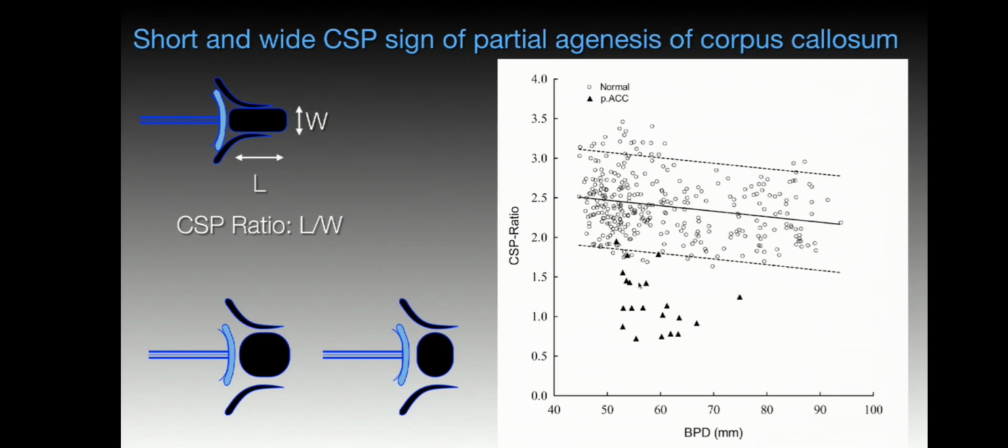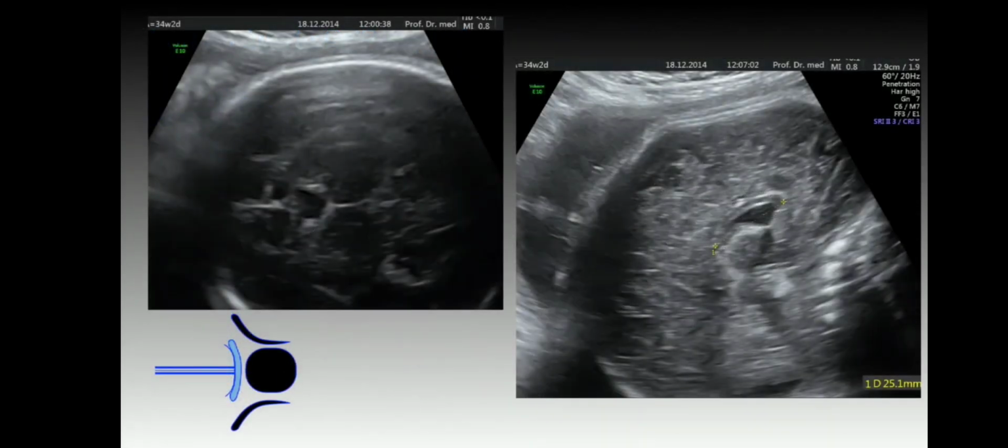In general, if you have an abnormal shape, you will anyway try to get a longitudinal view, but also to check for additional signs. So this is an example here at 34 weeks. This is the cavum septi, square-shaped, and you look at the longitudinal view, and this is partial agenesis. So this is the first hint.